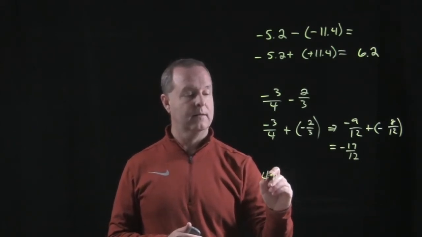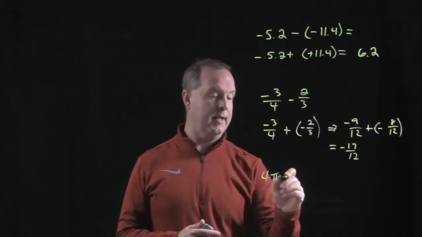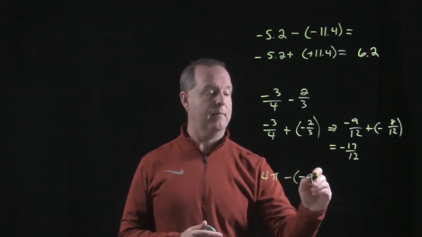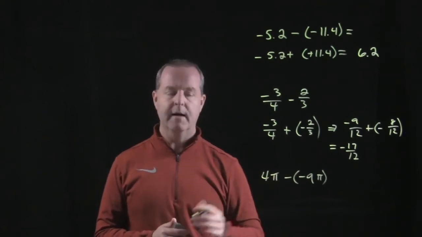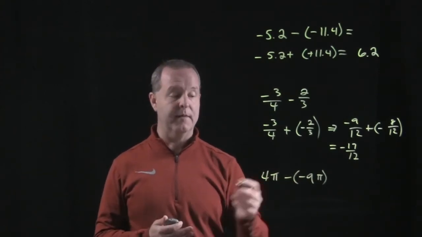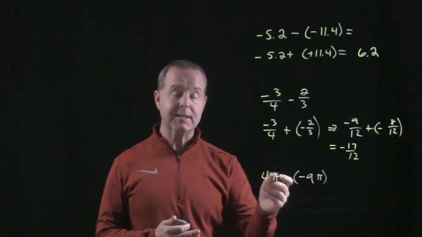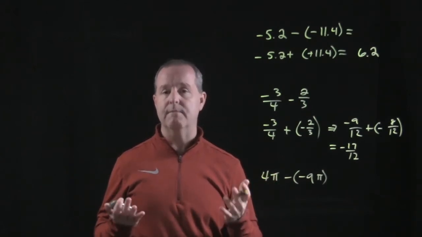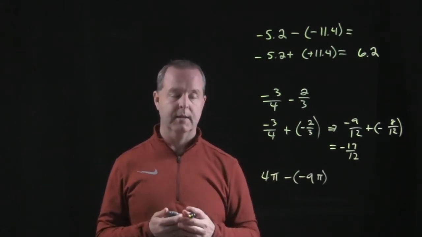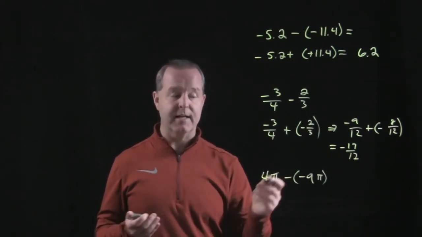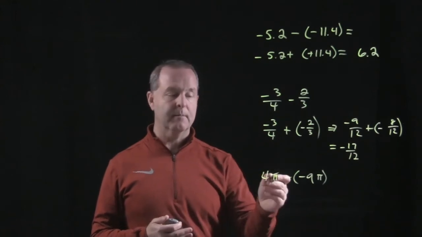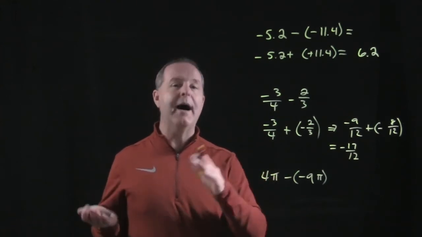4 pi minus 9 pi. Now this might be the first time we saw this symbol right here. This term represents a unit of measurement when we're dealing with circles. And so pi is something we'll get used to. It's an irrational number, but we'll think of it in terms of how many pi's we have.